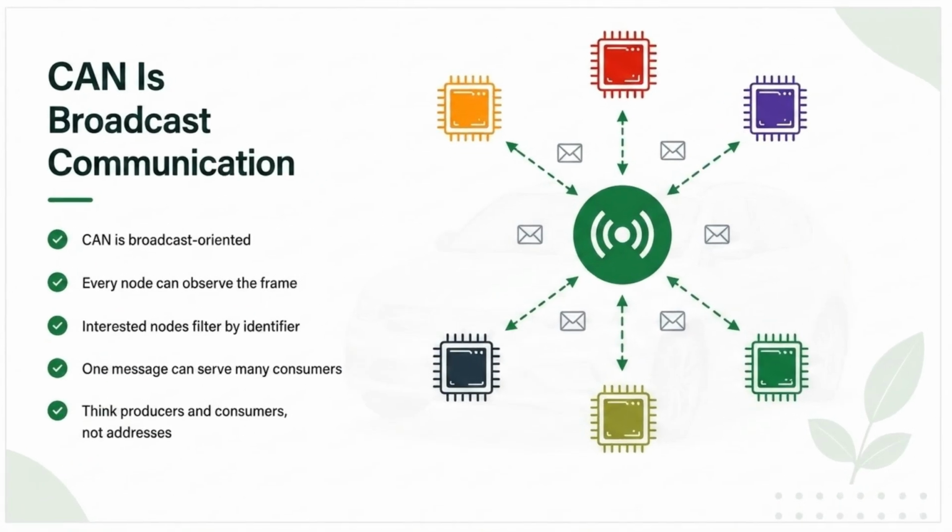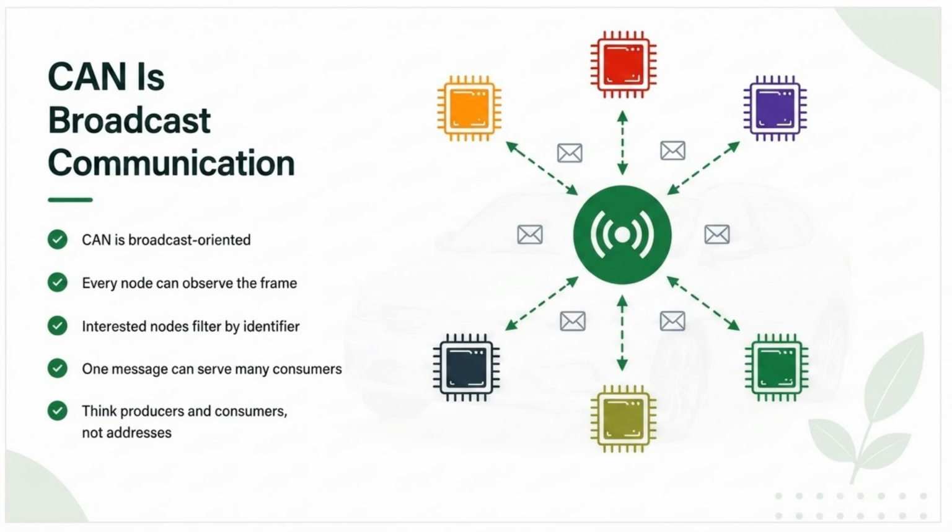One of the most important CAN concepts is this. CAN does not normally send a private message from ECU A to ECU B. Instead, a controller broadcasts a CAN frame onto the bus. Every node receives the frame electrically. Each node then decides whether the message is relevant to it. That decision is usually based on the CAN identifier and software configuration.